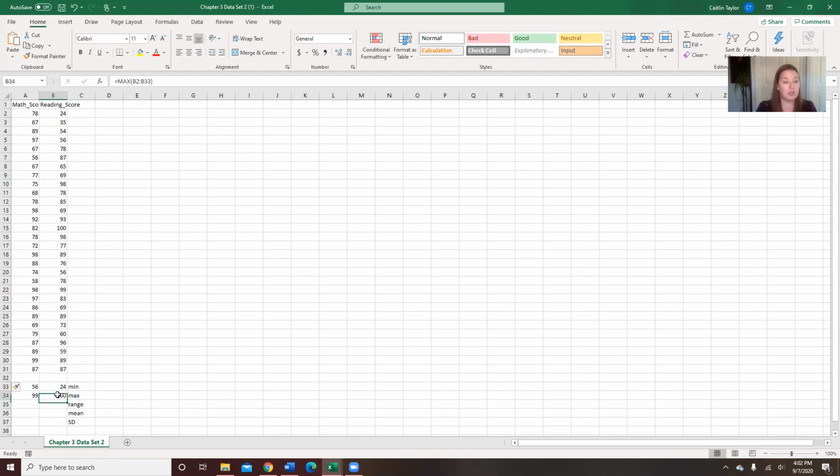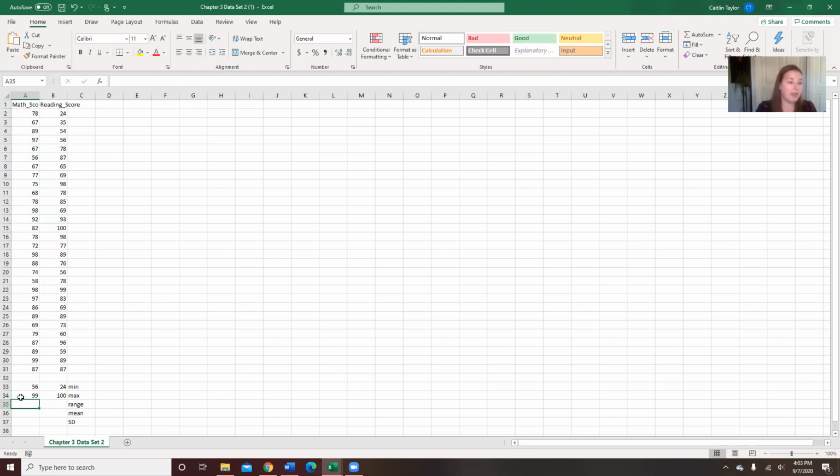Okay, then, I have this right, B31 gets a max of 100. All right, so now to calculate the range, you have a couple of options, right? We could say equals, the range is the difference between the min and the max.